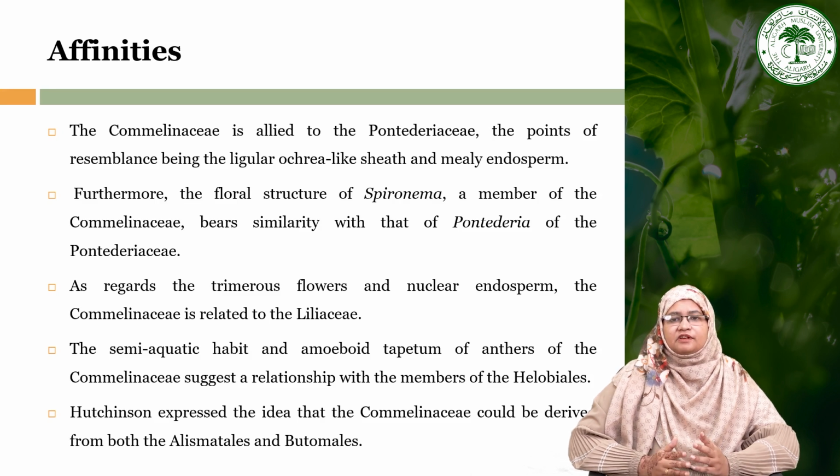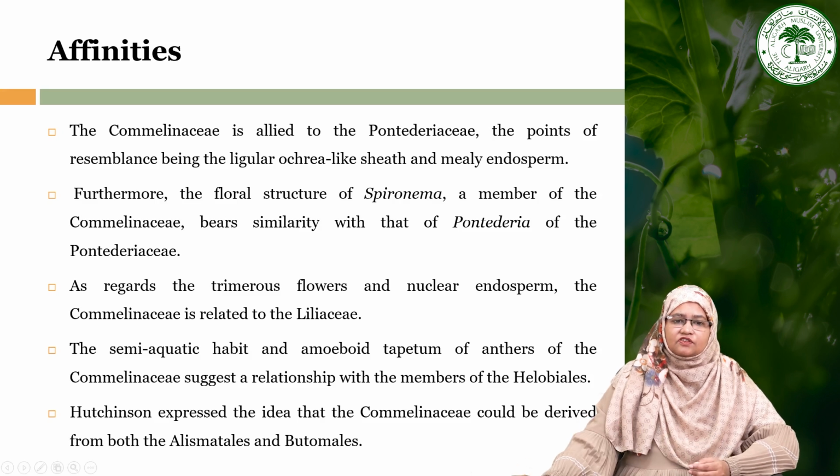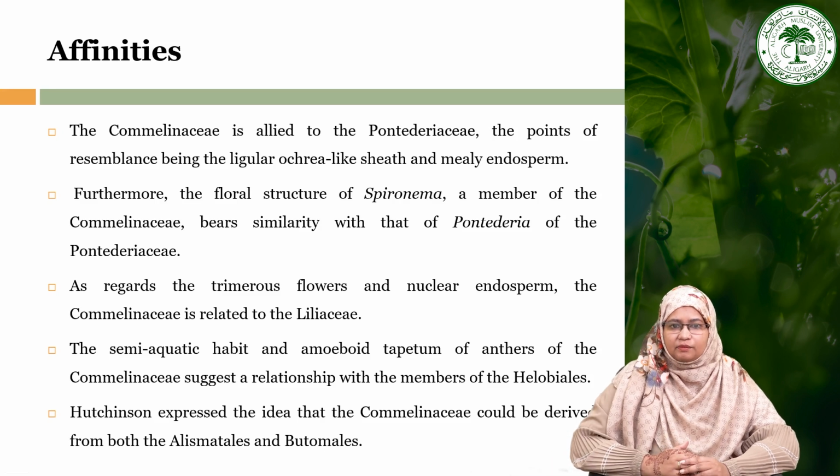Besides this, the family is also showing many affinities with the Liliaceae family. Typically, it also has a trimerous flower that has nuclear endosperm. In both cases, Commelinaceae is related to the Liliaceae family, which we have discussed earlier. Then the semi-aquatic habit and abbreviated septum of the anthers of the Commelinaceae suggest a relationship of this family with the Helobiae. And Hutchinson expressed the idea that the Commelinaceae could be derived from the Alismatales and Butomales. So these are the affinities of the family Commelinaceae.